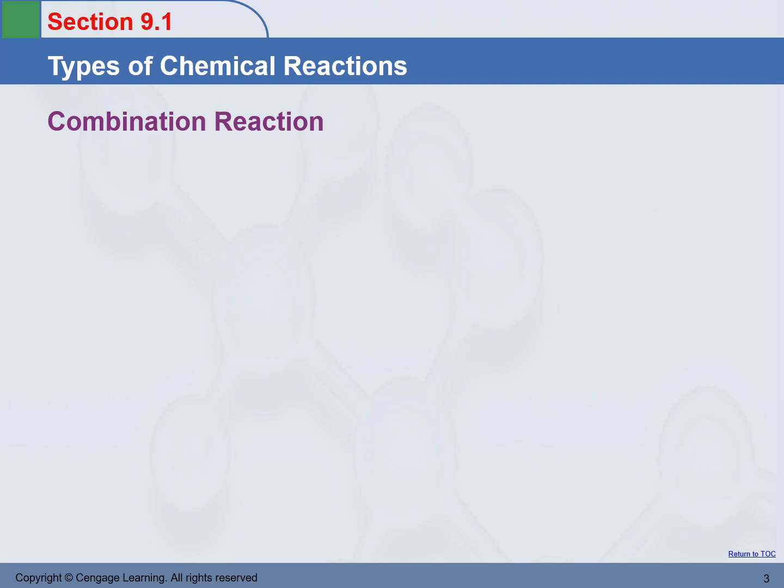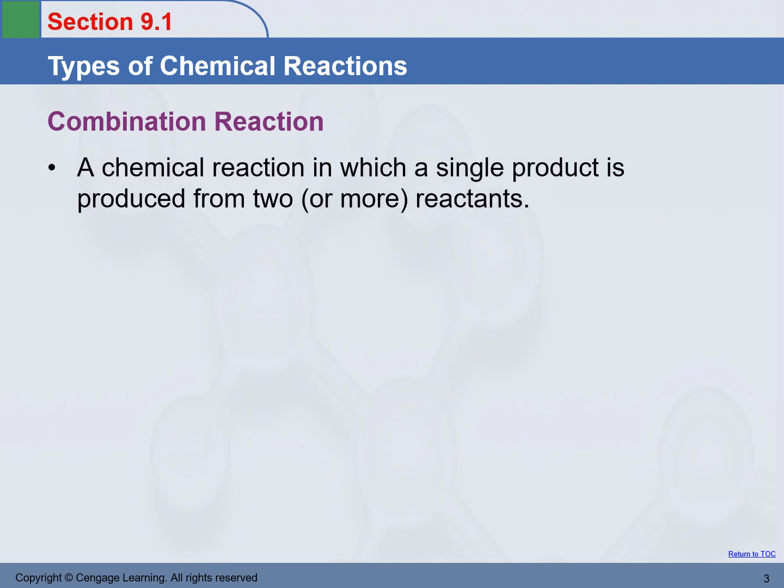Combination. A combination reaction is a reaction in which one single product is produced from 2 or more reactants. This is a generic representation of a combination reaction. Substance X reacts with substance Y, and these combine together to form only one product. An example: burning hydrogen in oxygen to produce only one product, water. That is a combination reaction.